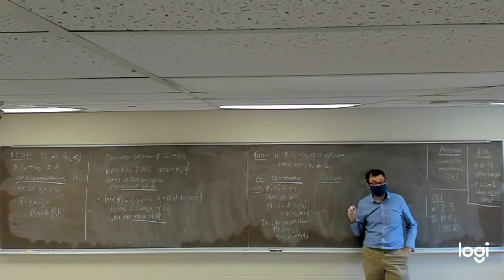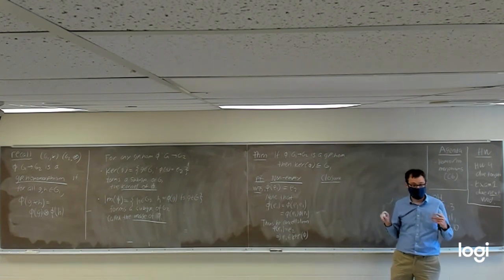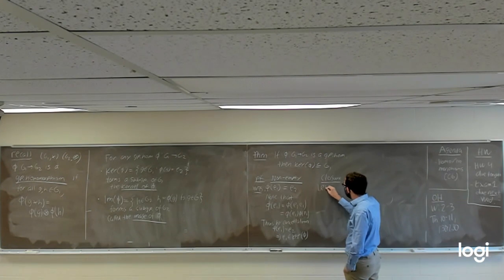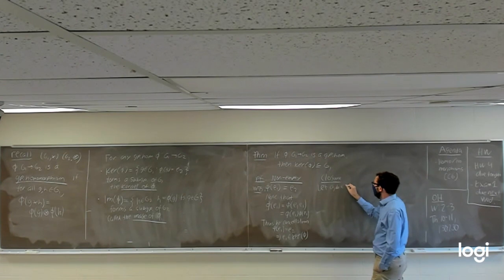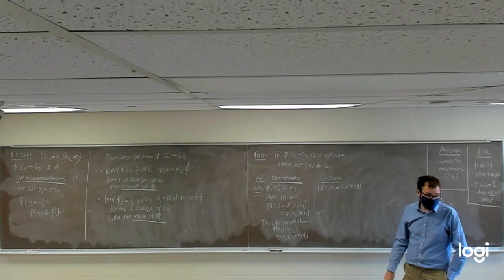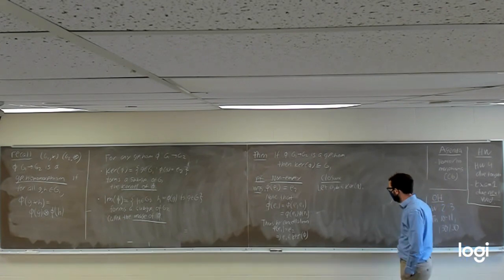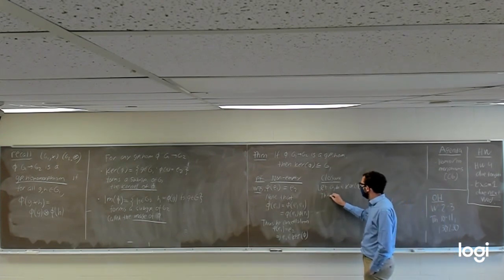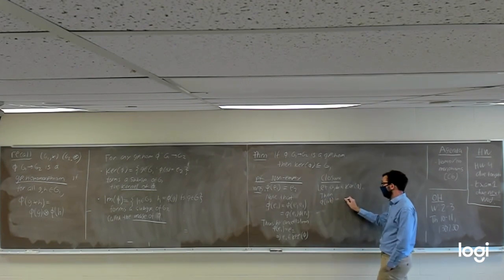So now, to prove closure, we need to show if we take two things in the kernel and multiply them together, that we're still going to get something in the kernel. So we're going to let, let's call it A and B, be elements of the kernel of phi. And our goal is going to be to show A times B also has to be in the kernel. Well, if A and B are individually in the kernel, then we can say that phi of A times B is going to be equal to phi of A times phi of B.